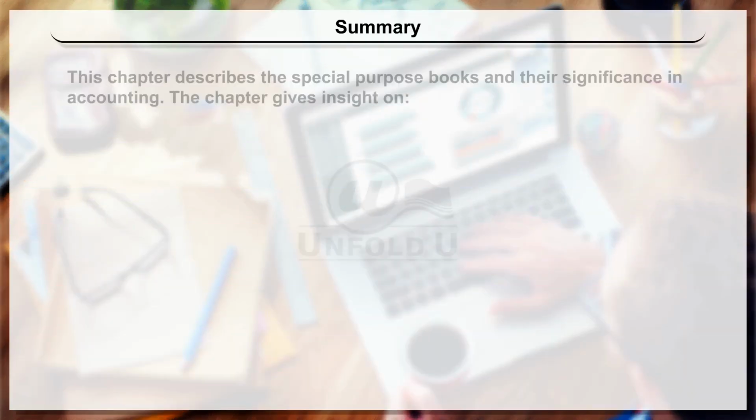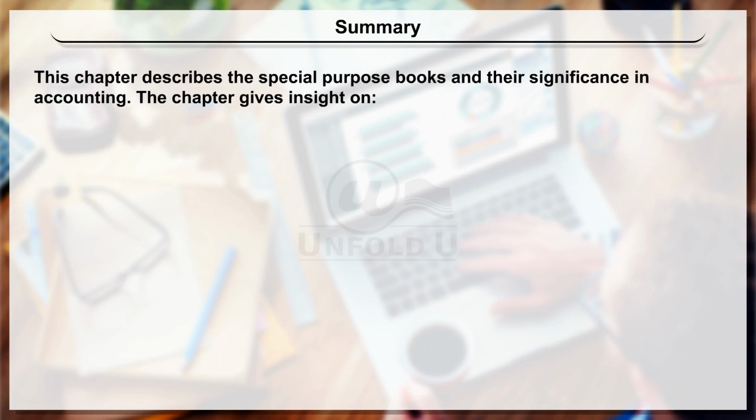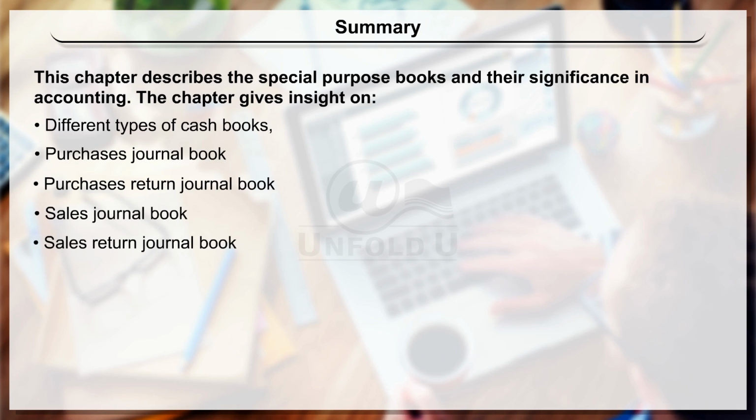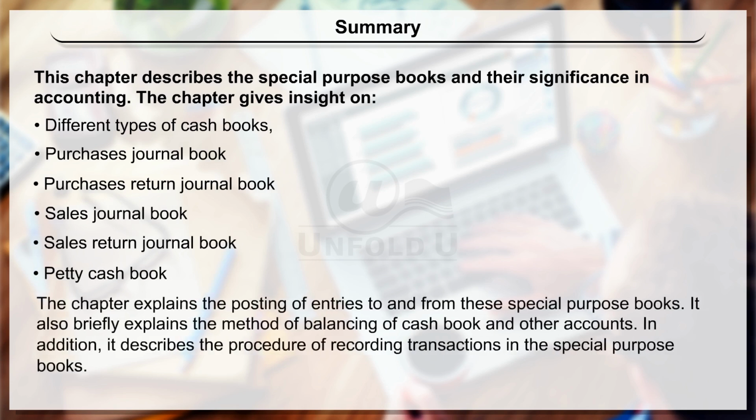Summary. This chapter describes the special purpose books and their significance in accounting. The chapter gives insight on different types of cash books, purchases journal book, purchases return journal book, sales journal book, sales return journal book, and petty cash book. The chapter explains the posting of entries to and from these special purpose books. It also briefly explains the method of balancing of cash book and other accounts. In addition, it describes the procedure of recording transactions in the special purpose books.